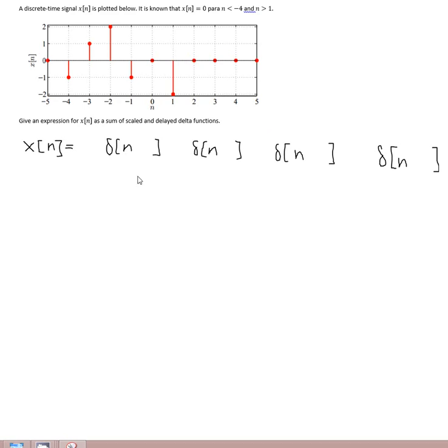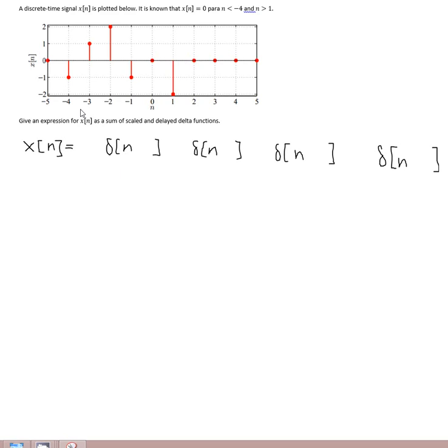So I can write any discrete signal as a sum of shifted and scaled delta functions. So I have written these delta functions here, and all I need to do is scale and shift them.